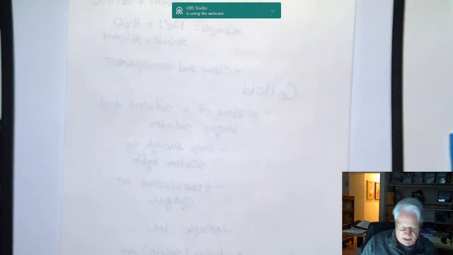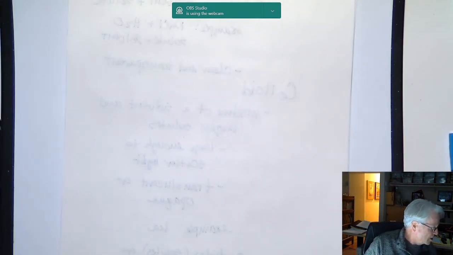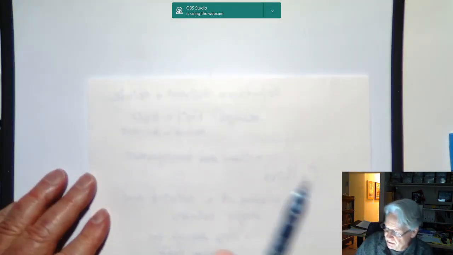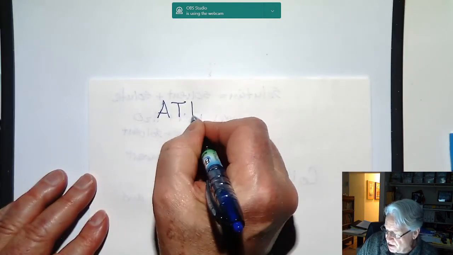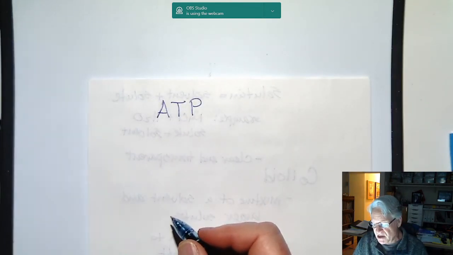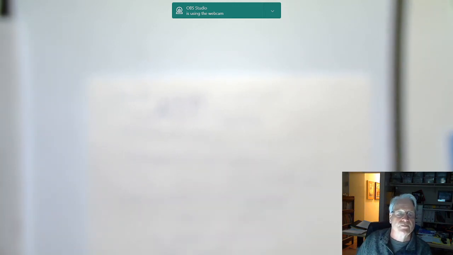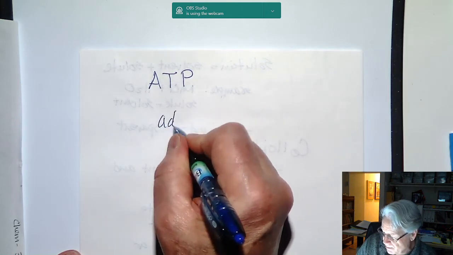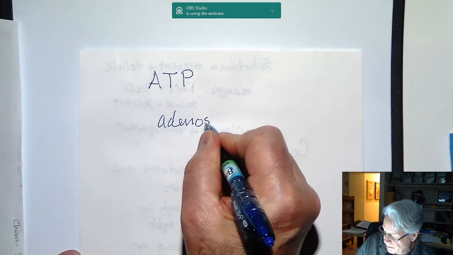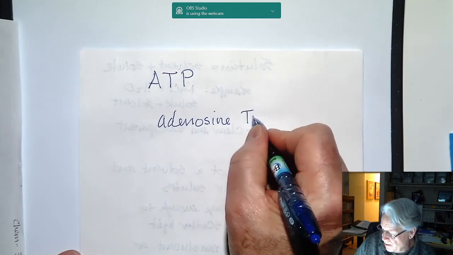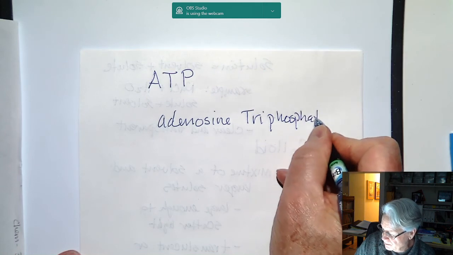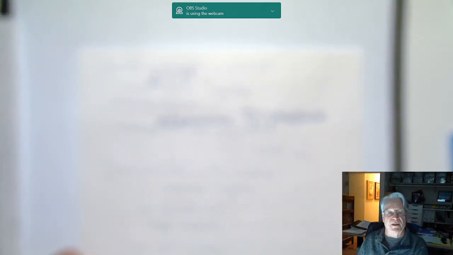Now, I want to talk about a very special nucleic acid, and that is ATP. So this will finish up our discussion here. So let's take a look at ATP. And ATP, if you don't know, stands for adenosine triphosphate. Triphosphate, 3 of those babies.